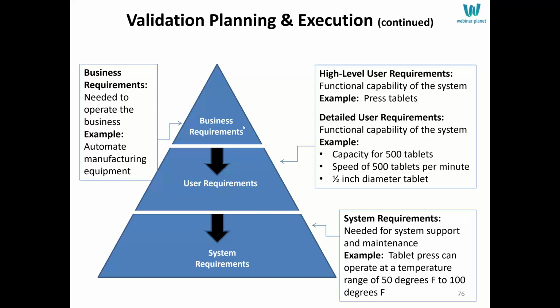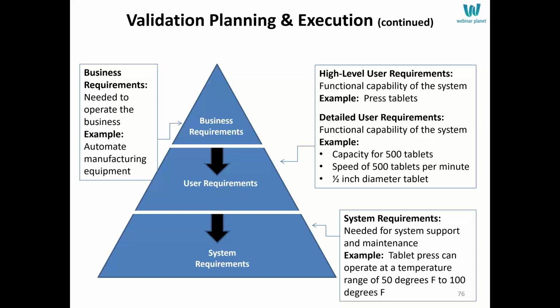At a very high level, you have the business requirements or strategy from the company that's driving all of this. So in this particular example, they want to automate manufacturing equipment. In the middle section, you see user requirements. These are, at a high level, the functional requirements the system needs to perform, stated by the user. I want to press tablets.